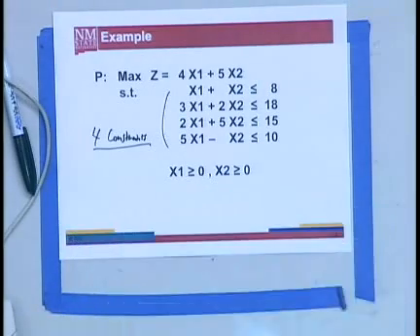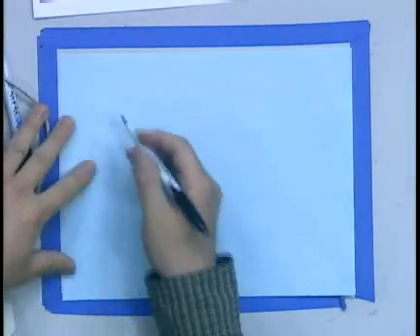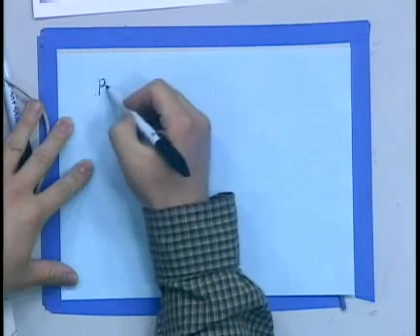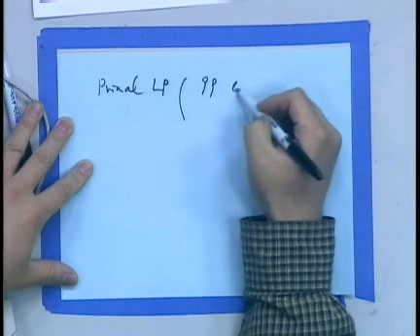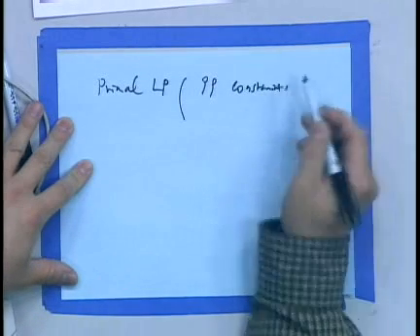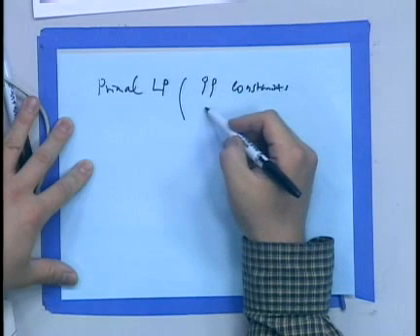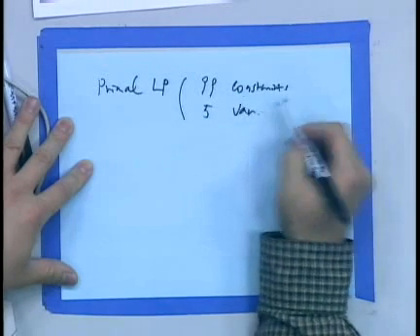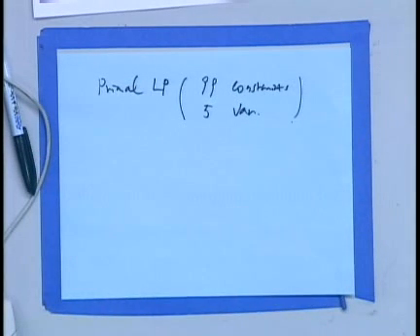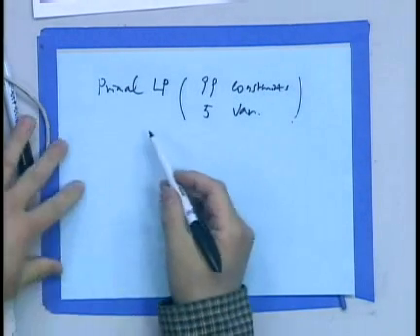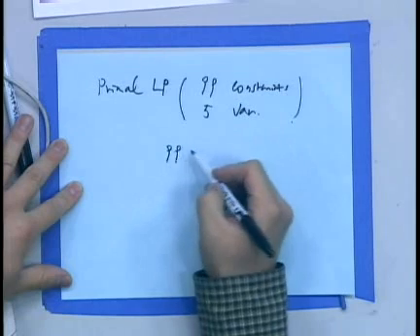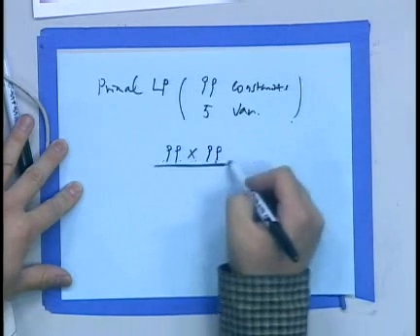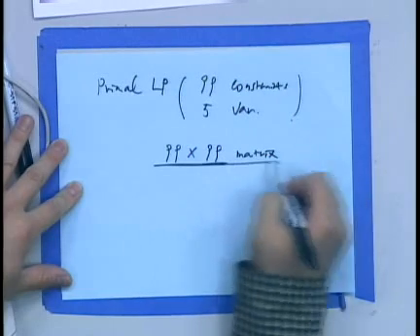So suppose you are required to solve a primal LP with, for example, 99 constraints and maybe only 5 variables, okay? Then in that case, each basis inverse matrix will be a 99 by 99 matrix. Is that right?